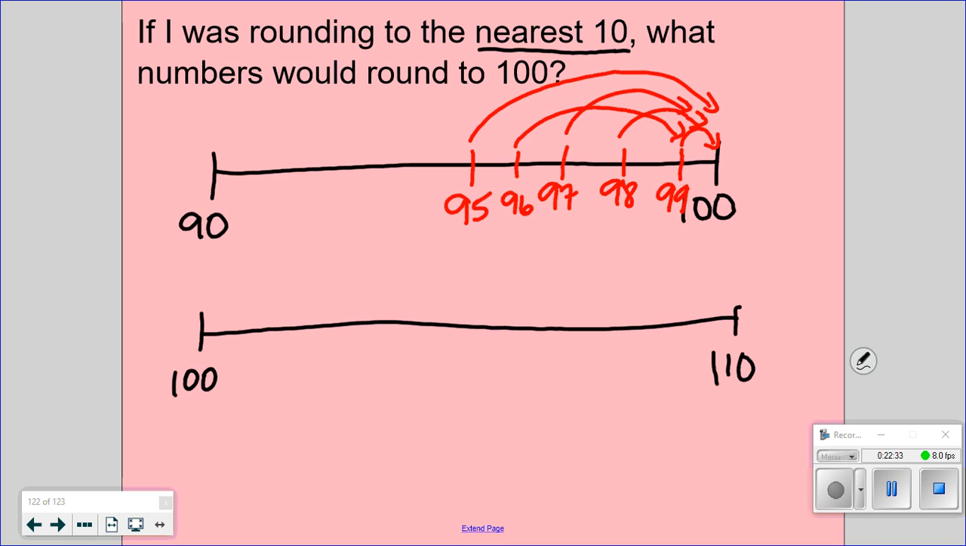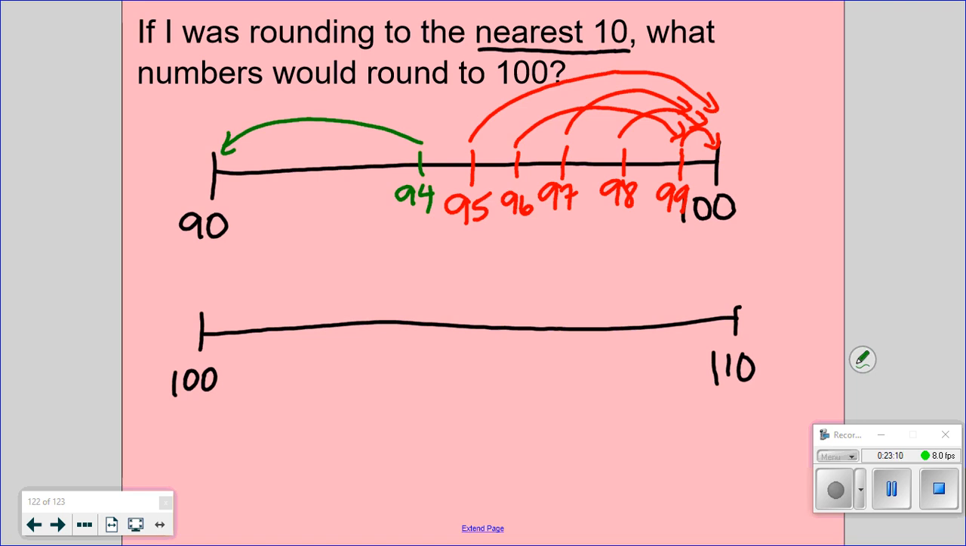96. What about 94? Would 94 work? No. Because 94 is going to be over here. It's going to round to 90, not 100. So those are all the numbers that are less than 100 that round to 100. What about numbers that are bigger than 100? Are there numbers that are larger than 100 that do round to 100?